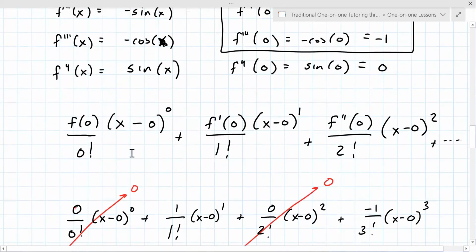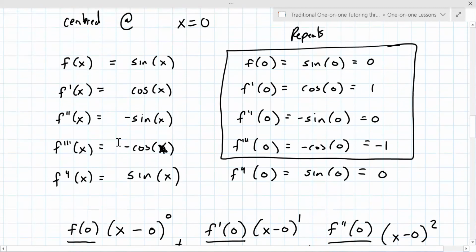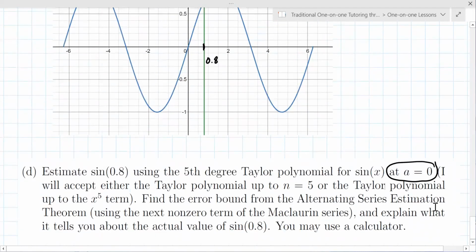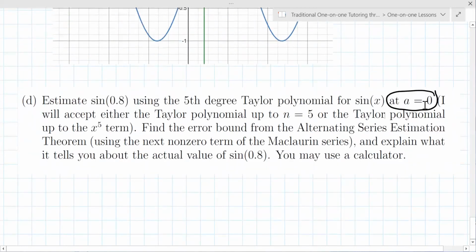Yeah, all these zeros go to A's. I guess if you have time, I guess you don't. I'd probably go with this, but it's very unclear, because here it is clear. It's saying do it at a equals 0.